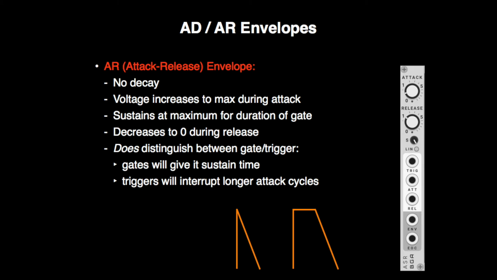So AR envelopes do distinguish between gates and triggers because gates will give it sustain time. If it gets a trigger, it's just going to start the attack immediately, and then whenever that trigger ends, which is instantly, it'll start the release. So if you're working with an AR envelope and you send it a trigger and it's got a long attack time, it won't have time to fade in. It's going to just start the release right away. And so you'll have to be careful if you're working with a clock that sends triggers to an AR envelope, because if you want anything more than an instantaneous attack, that's not going to work.